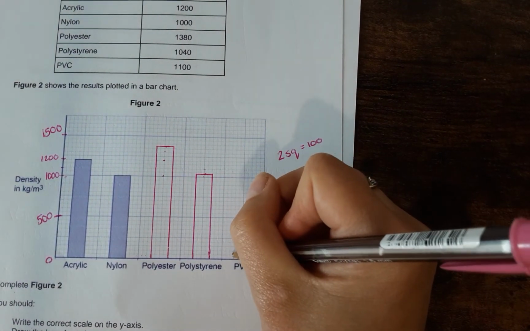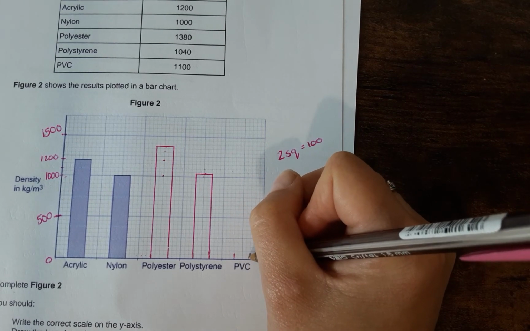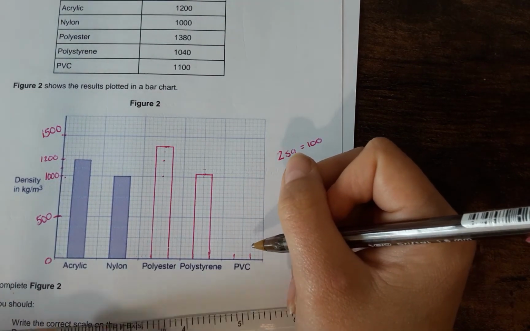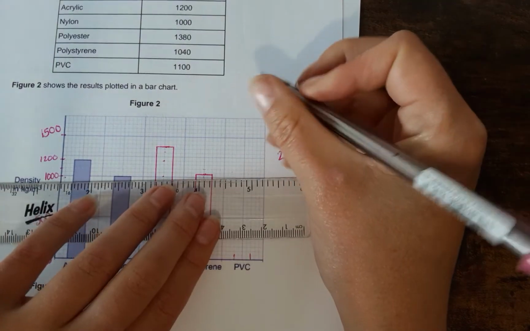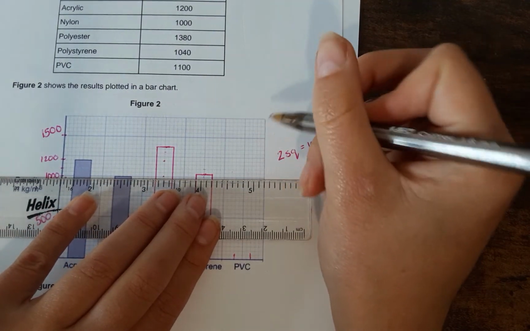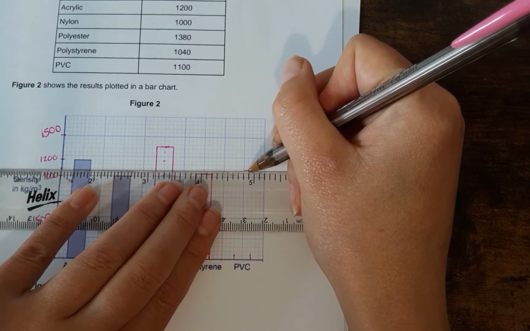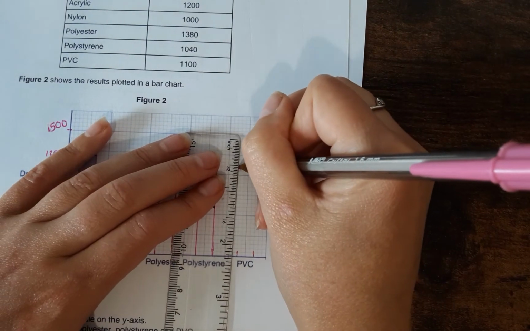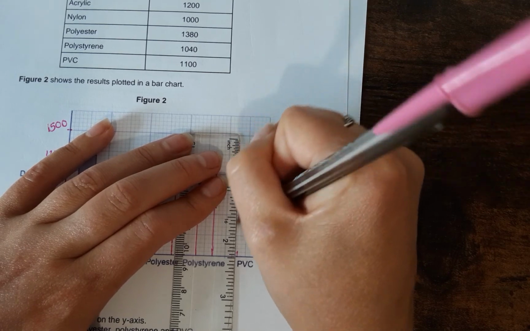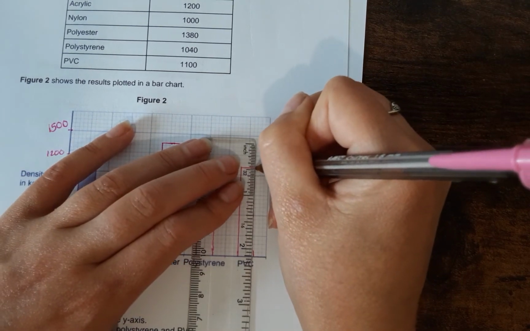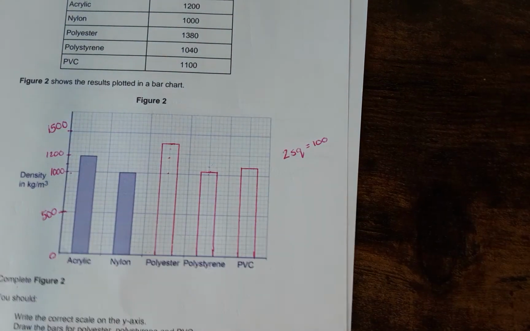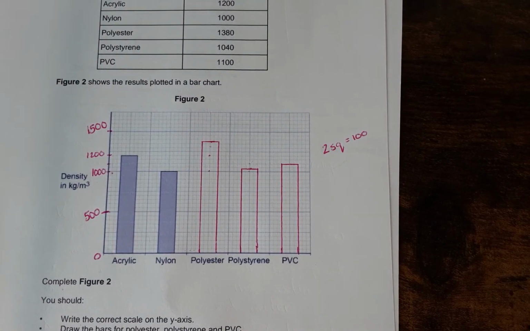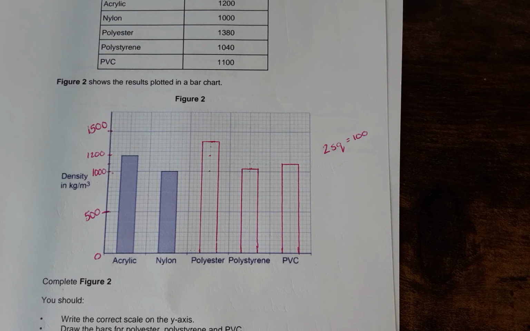Again, we want 6 little squares in between and 4 squares thick. This is a nice easy one. It's 1100, so 1000 is there. And then I want 2 little squares above. Nice and easy, that one. Draw your line down to match it up. That's your PVC. Perfect. Okay, now that is really wonderful for 4 marks, especially for a higher question.